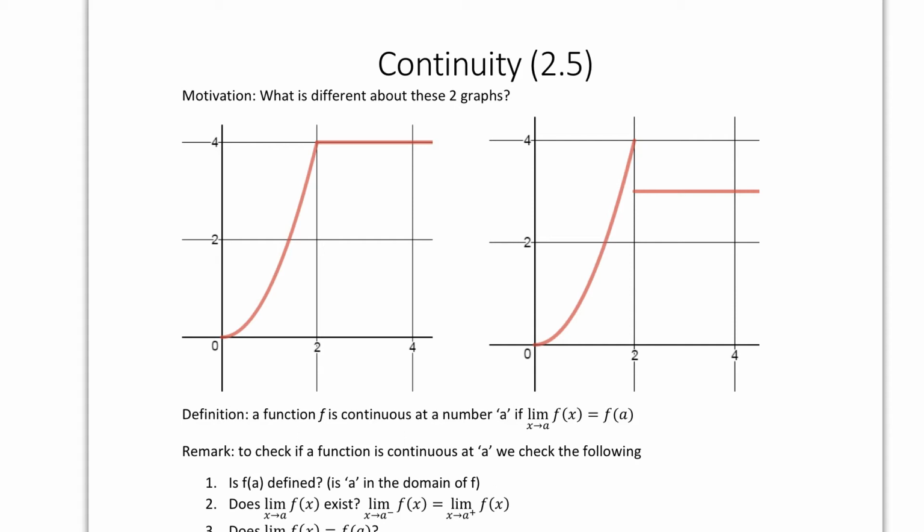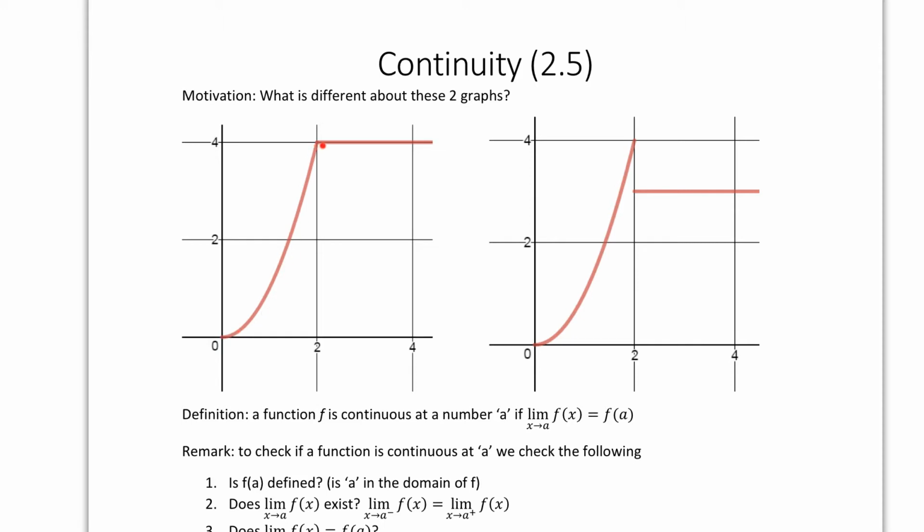Hello. In this video on continuity, which is section 2.5 in your textbook, we're going to be looking at, well, continuity. And so a motivation for this section would be these two graphs. What would you say is different between these two graphs?